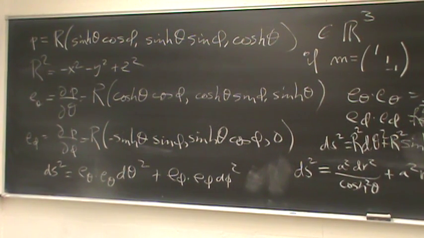Okay. Now we get a different formula, and one that's a little less attractive. It looks like this: (1 + 2kr²) dr² over (1 + kr²) plus r² dφ². So this is what we get.